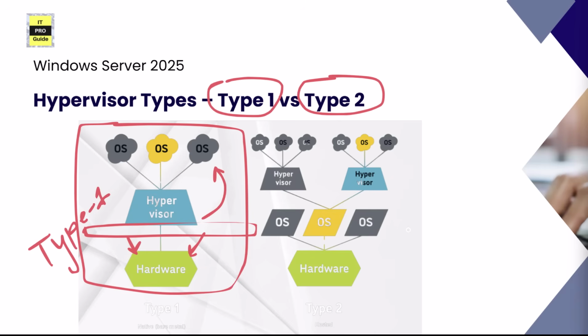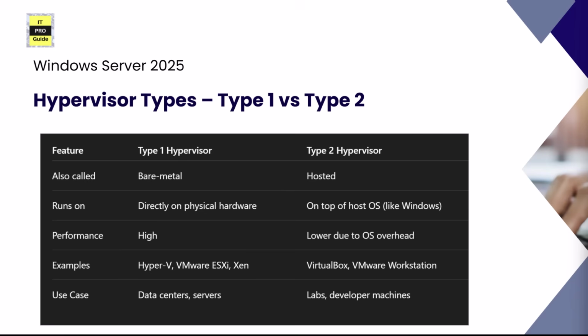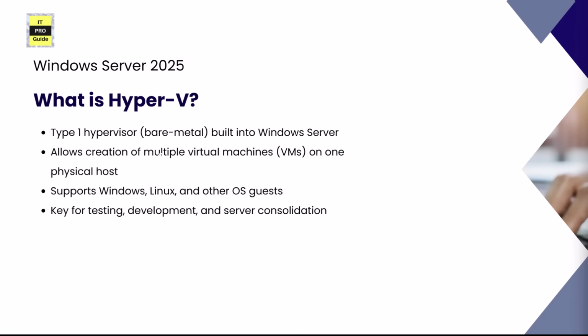Type 2 hypervisors, on the other hand, run on top of an existing operating system, and these are great for local testing, learning, and development environments. An example is the one we are trying, VMware Workstation, which is very good and easy to handle, but it runs on top of the Windows 11 operating system, and that is why it is called a Type 2 hypervisor. So in this course, we will be working with Hyper-V, which is a Type 1 hypervisor, giving us access to enterprise-level virtualization capability within Windows Server 2025.